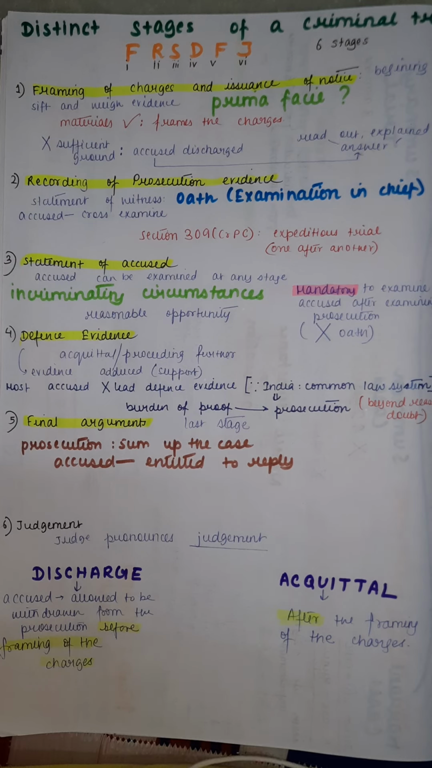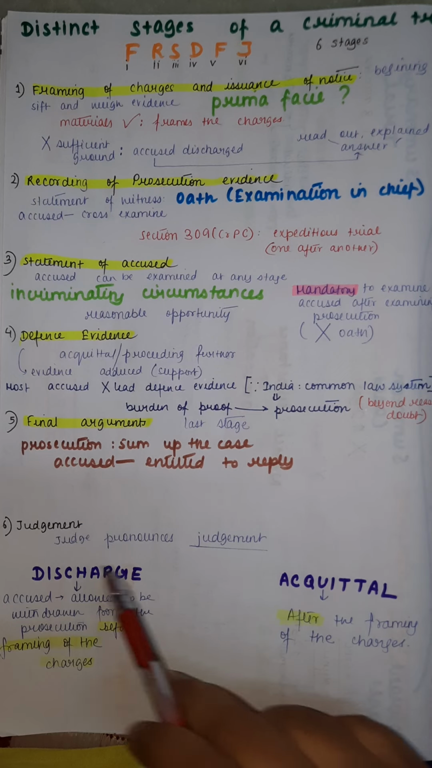So, there are 6 distinct stages of a criminal trial. And how can you remember that? FRS DFJ. I know it doesn't make much sense to you, obviously, but I can't think of anything else right now. First of all, F, framing of charges and issuance of notice. R, recording of prosecution evidence. S, statement of accused. D, defense evidence. F, final arguments. And J is the judgment.